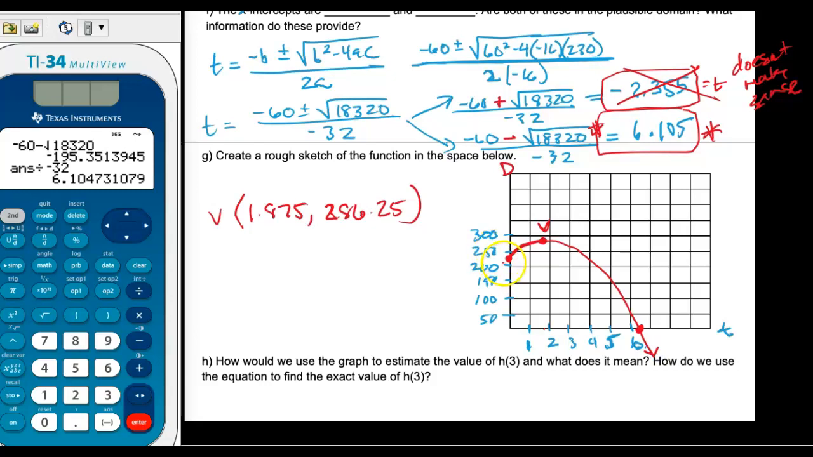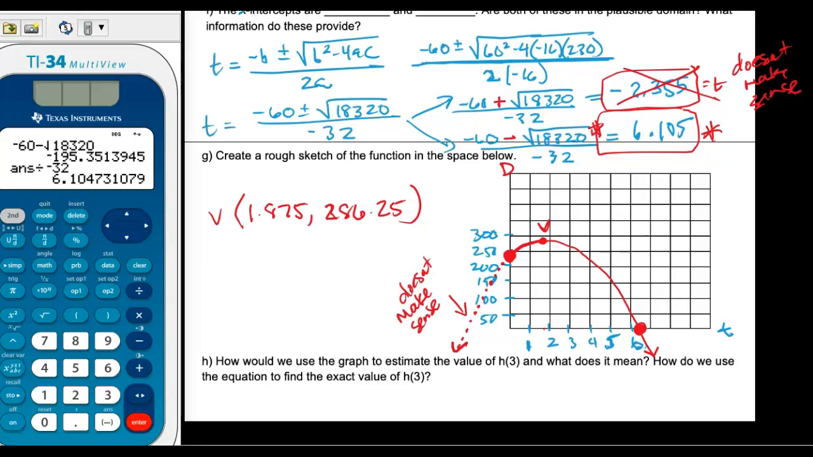So you can imagine, if we just graph it mathematically, forget about the bowling ball for a second, the parabola does have another side to it, but this side doesn't really make sense for the problem. We don't really care about that negative side because we are just concerned about the bowling ball. So really we're just concerned about from right here to right here, when it's released and then when it hits the ground. And then, how would we use the graph to estimate the value of h of 3 and what does it mean? So let's do that.